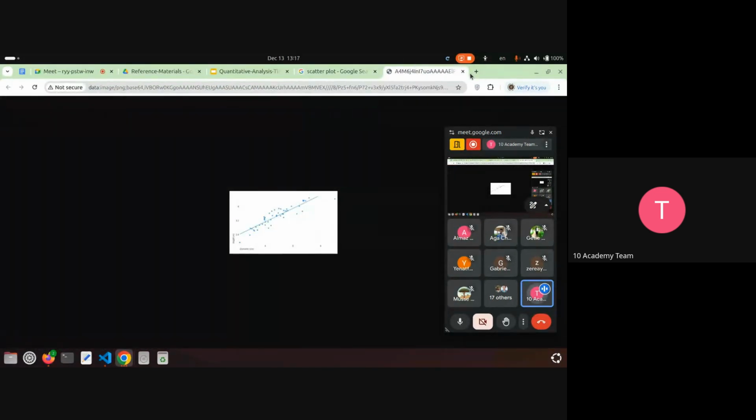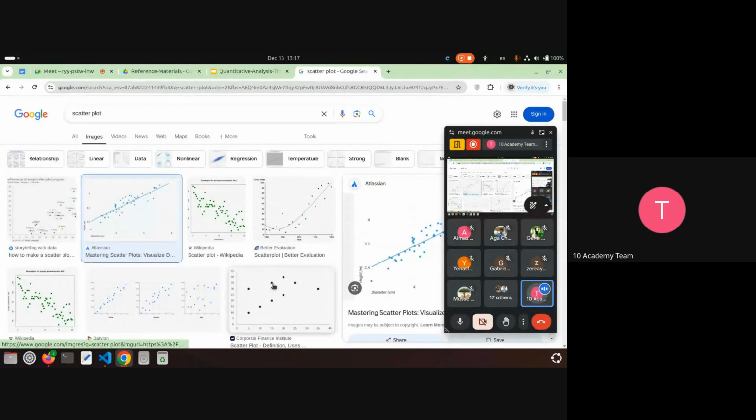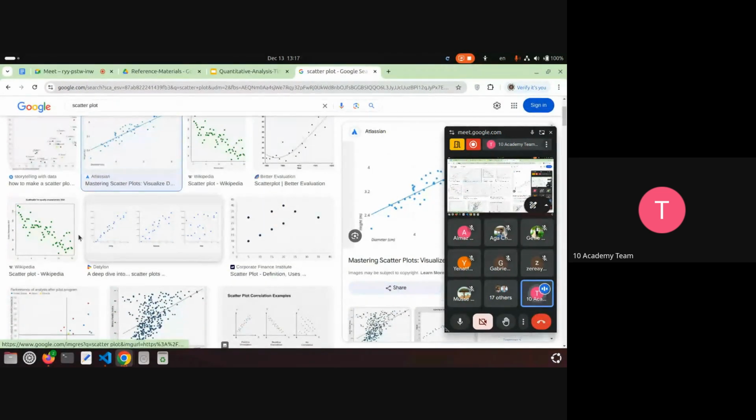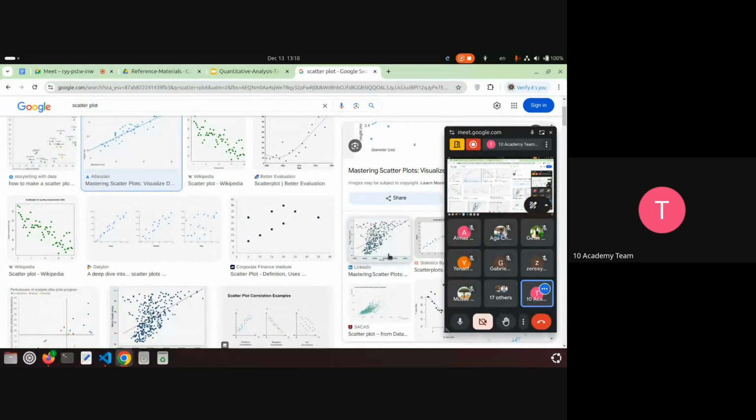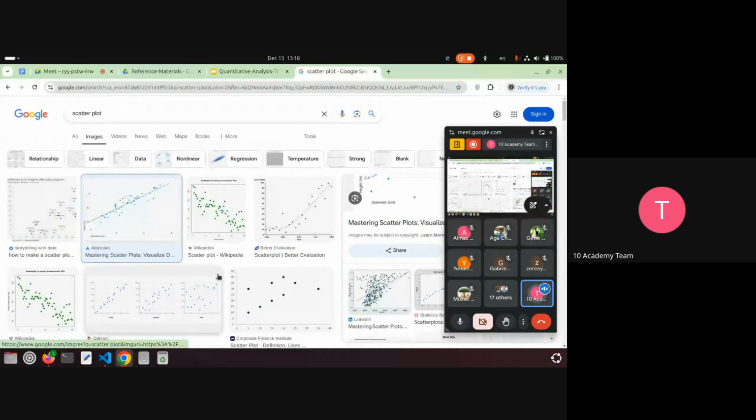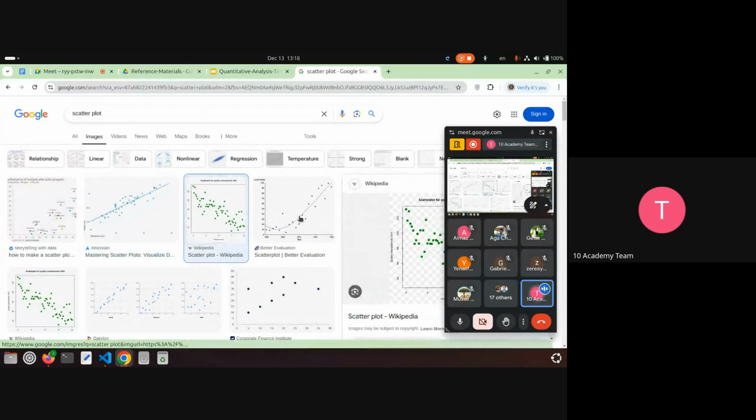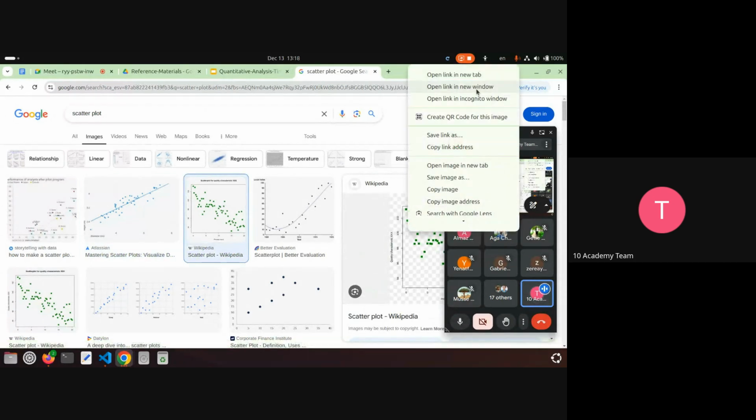Oh, it's too small. Anyway, let's see if there's another one. Okay. I want to have a good one that is kind of linear, but they are not really.